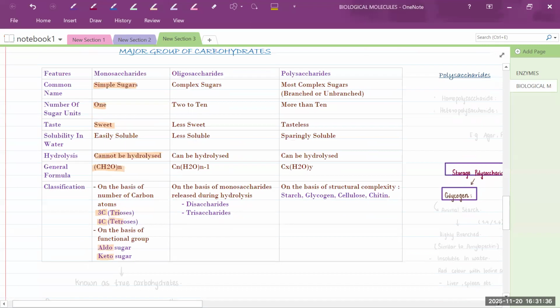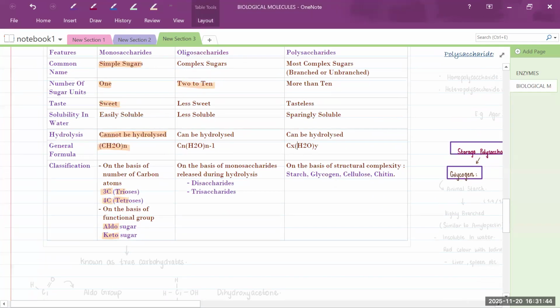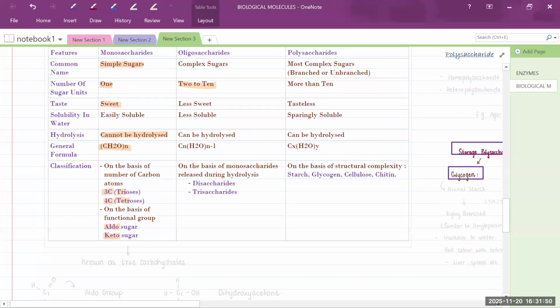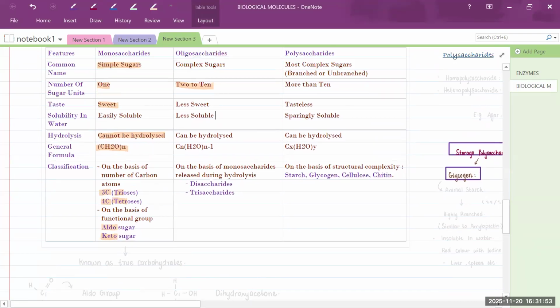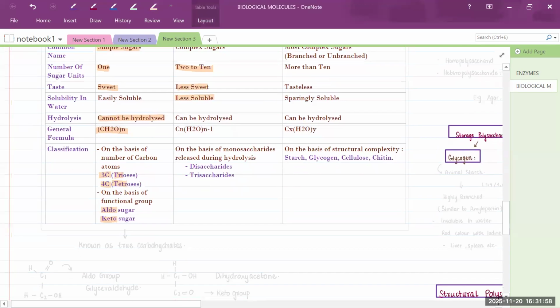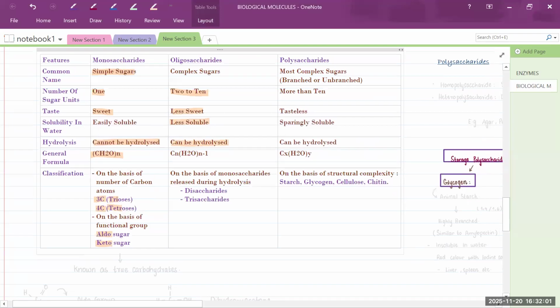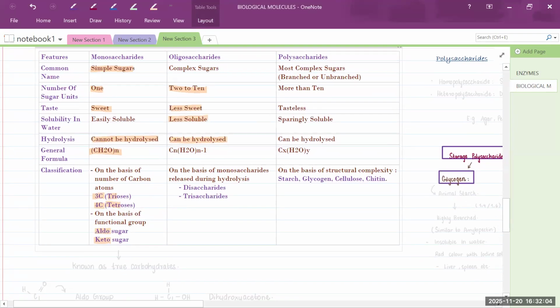Moving to oligosaccharides, these are more complex than monosaccharides, and the number of sugar units varies from 2 to 10. So 2 to 10. For example, if somebody asks you, let's ask this question after we do polysaccharides, then I'll ask this question. Okay, so they are less sweet than monosaccharides and are less soluble. They can be hydrolyzed. For example, we have an oligosaccharide, which is a disaccharide, which means it is made up of two monosaccharides combined together, right? So it will be hydrolyzed into two monomers, one monosaccharide and another monosaccharide.